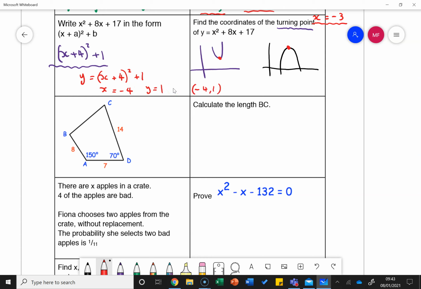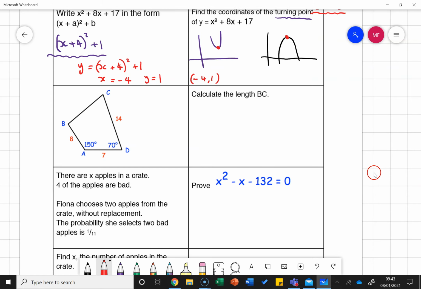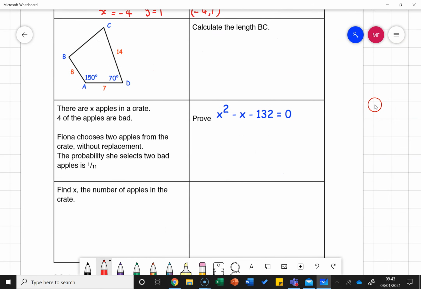Okay, it's a really clever thing to be able to do, complete the square, because you can do so much with it. So I do encourage you to watch some videos on that on MathsWatch. It's really cool.